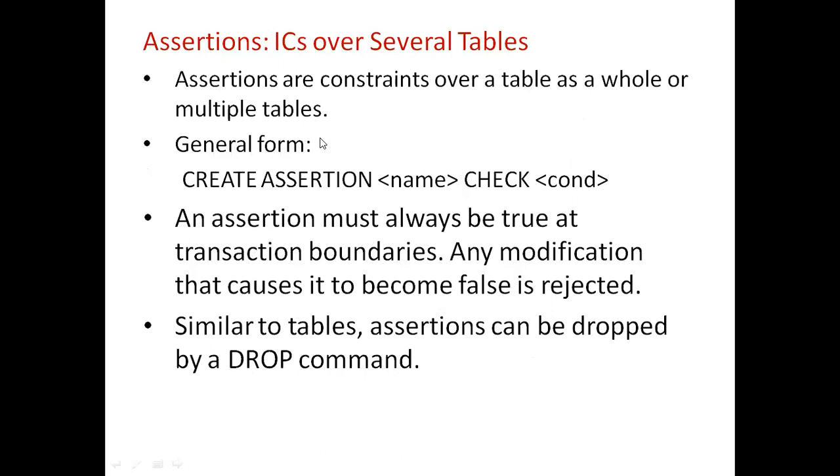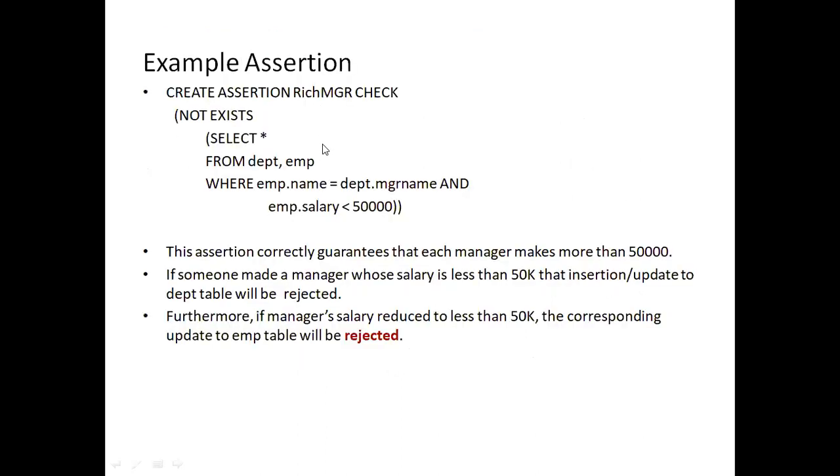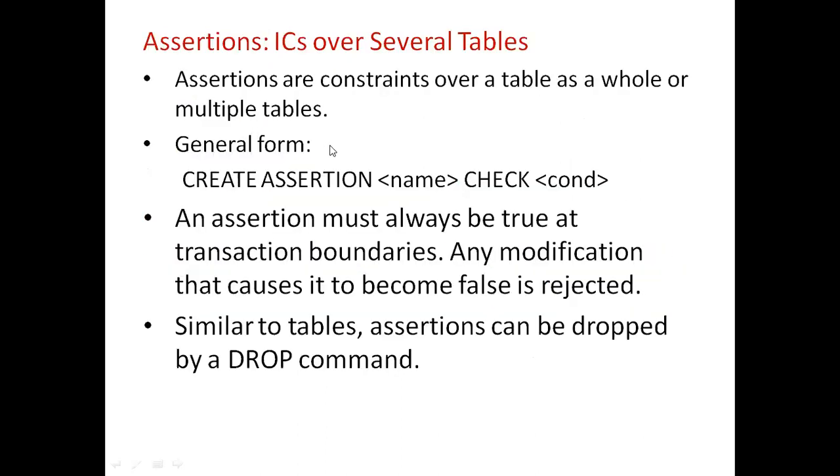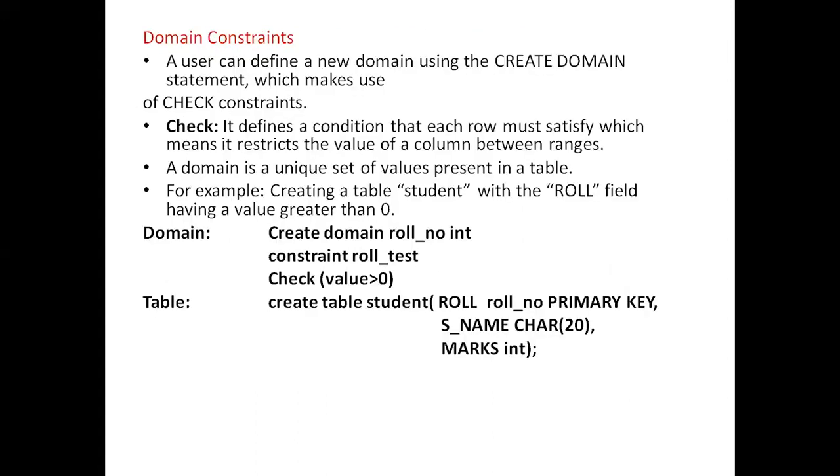Next are assertions. What do we mean by assertions? Assertions are also constraints, which are defined over tables, not only on a single table. We define an assertion on more than one table. The constraints we discussed previously in unit 2 were defined only column-wise, right? And lastly, we saw the check constraints as a domain that we created.